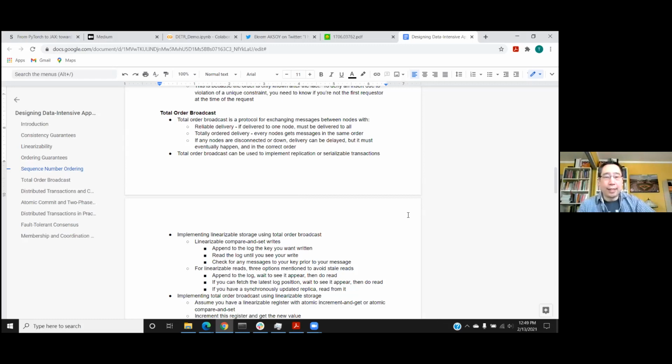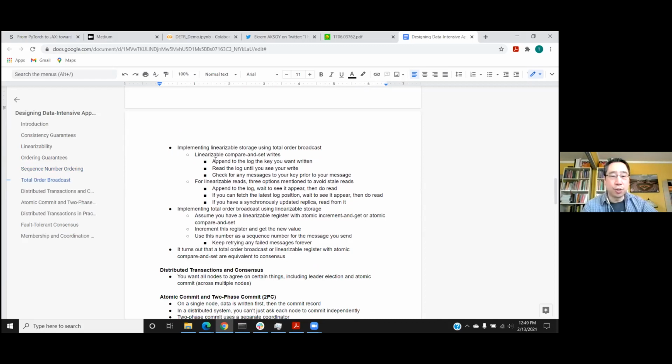So it turns out that if you have a total order broadcast, you can use it to implement linearizability. So then they show sort of how you do it. You have a write case and then you have a read case, okay? So the way that you could handle the writes is that you have this particular log that you append to, and you say, okay, I'm about to do a write for key number 1, 2, 3, 4, 5. And then you just do a read and you keep doing reads until you see that your 1, 2, 3, 4, 5 has actually appeared there.